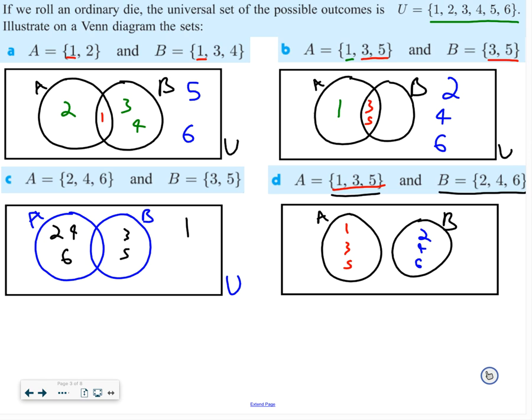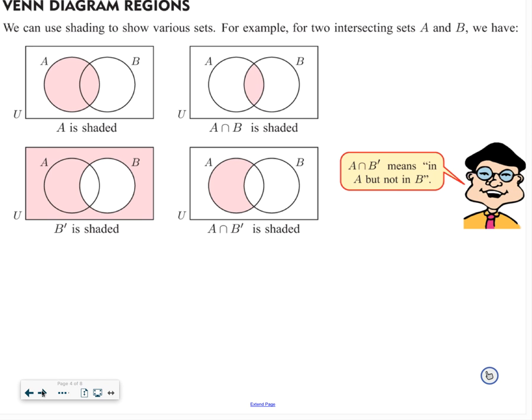Okay, let's look at another idea here. So in Venn diagrams, regions, we can use shading to show various sets. For example, two intersecting sets A and B, we have these different shaded regions. So we can see the intersection of A and B, we shade it in this region where it's A and B. Okay. If I want to shade the region of A, it'd look like this. I'd shade everything in A that might also be in B.